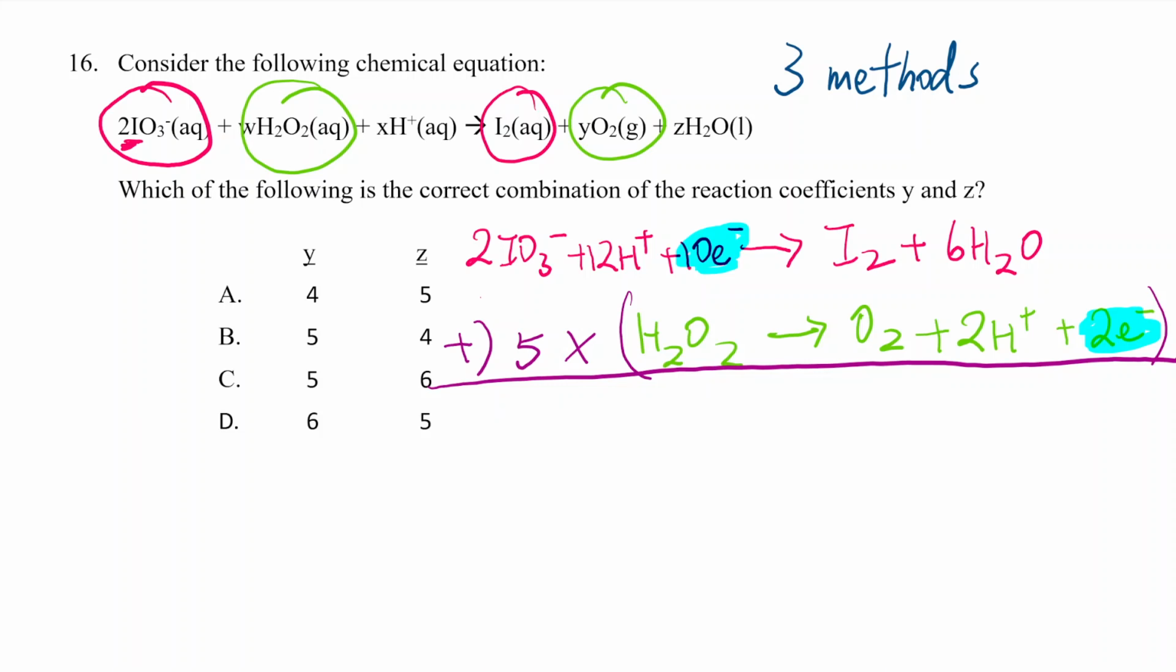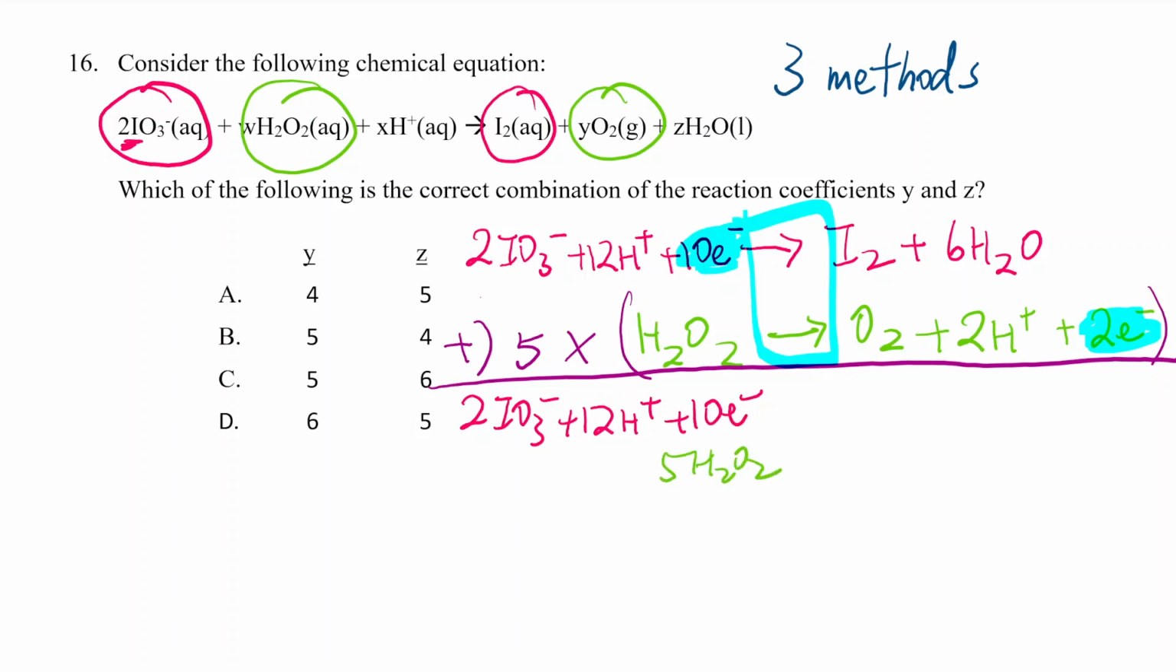So I'm going to grab everything that is on the left-hand side of the equation. So these are the two equations. You're going to combine them. Anything on the left-hand side, you're going to write together. So 2IO3 minus plus 12 hydrogen ions plus 10 electrons. And don't forget you have your 5H2O2. And then write your arrow. It forms iodine plus water. And here, obviously I didn't write the physical states because it's MC, don't waste your time on that. 10H plus 10 electrons.